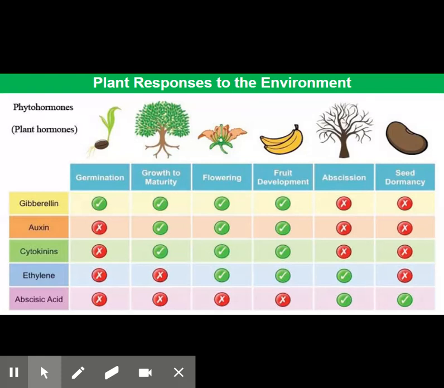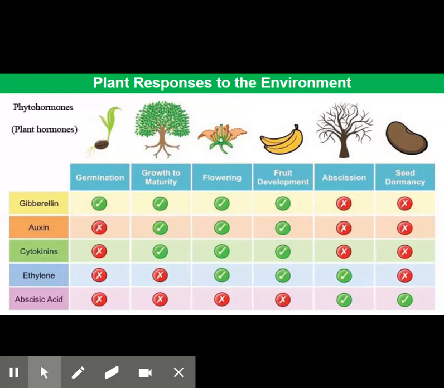Now, there's loads of similarities between plant hormones and animal hormones. In both cases, for example, we see that they're transported through transport systems to target cells. They are responsible for setting off a whole range of different reactions in cells. They will bind to receptors in plasma membranes or in the cytoplasm. So they act in a very similar way to animal hormones.